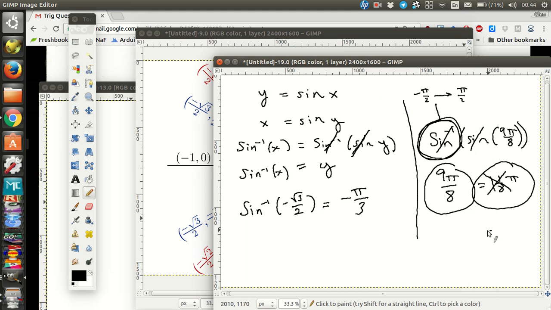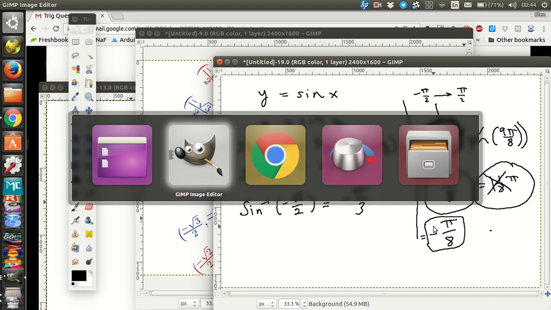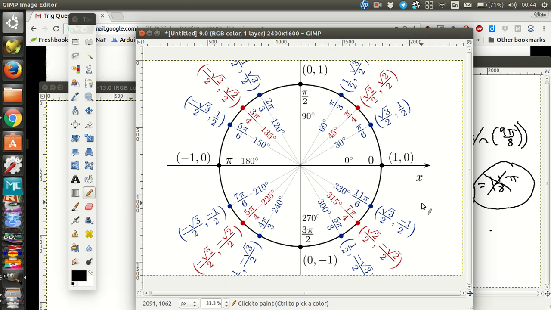So that means it isn't 9 pi over 8 because we're using the sine inverse. So the answer must be negative pi over 8. This is all because of human rules. You just have to be one of the cool kid mathematicians and just play along with these human rules.